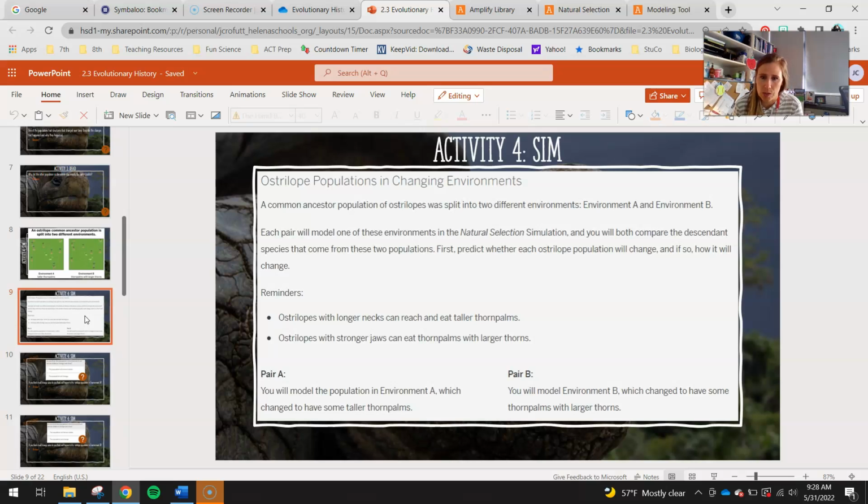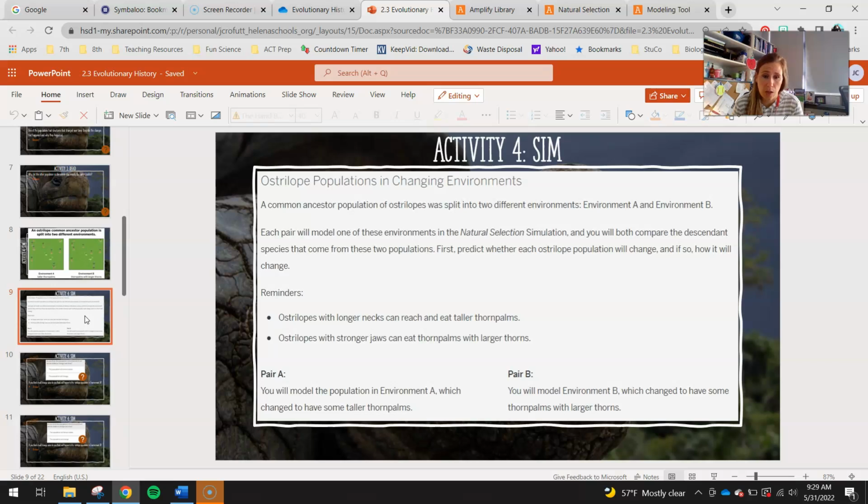First, predict whether each australope population will change, and if so, how will it change? So first we're going to start by making a prediction, and then I'll give you instructions to actually test this. Again, you at home will be working by yourself, so you will have to do the duties of both partner A and partner B, so you have something to compare. Reminders: australopes with longer necks can reach and eat taller thorn palms, and australopes with stronger jaws can eat thorn palms with larger thorns. So you can predict that those are the changes you're going to see.